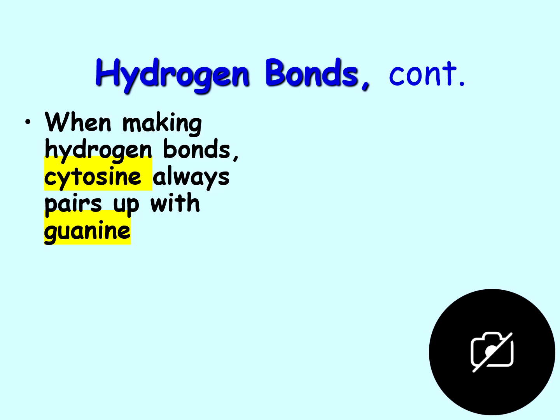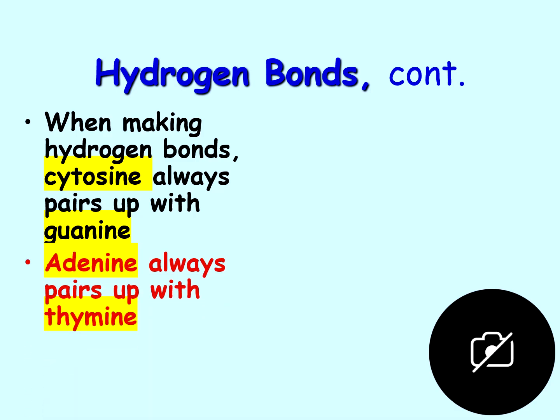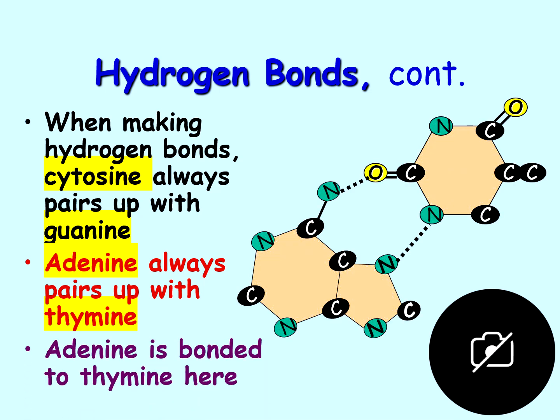When making hydrogen bonds, cytosine always pairs up with guanine. So C always pairs with G, so a purine pairs with a pyrimidine. And adenine always pairs up with thymine, so A goes to T. So C to G and A to T.